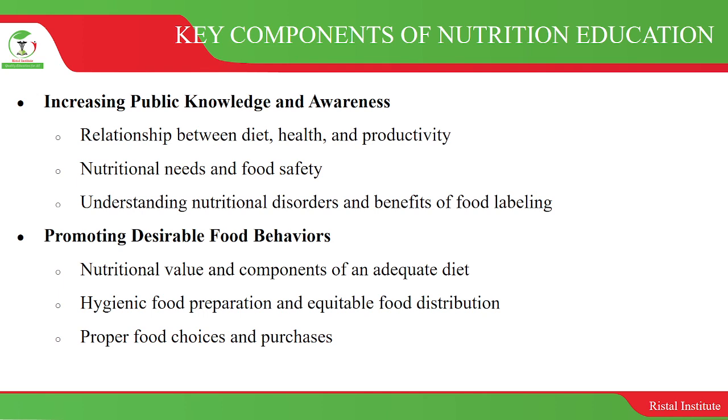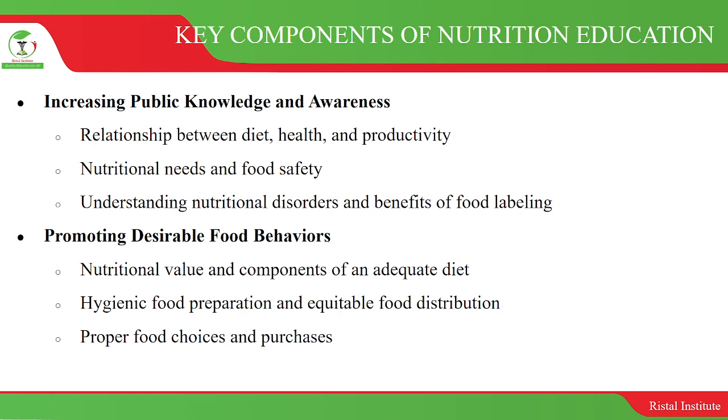How will they keep this food for long so that they have sustained food security in their area? And also, 3, understanding nutritional disorders and the benefits of food labeling. We have to make the communities aware about understanding the various disorders, how to prevent them, and how to treat them. And also how important it is for them to read food labels in order to know the specific nutrients that are available in the foods they consume, in the foods that they buy from various places, such as supermarkets.